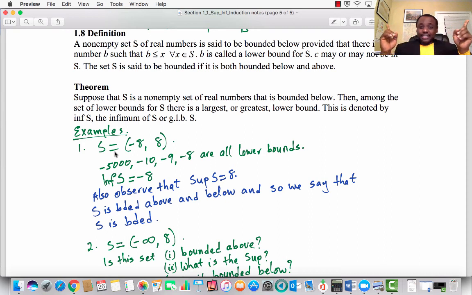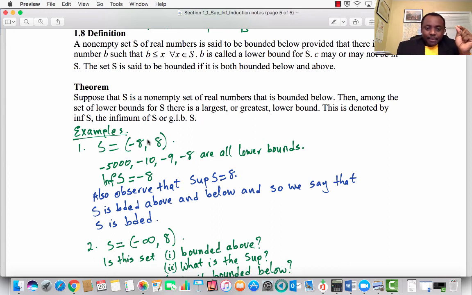Now, again, we're not just interested in any upper bound or any lower bound. We're interested in particular upper bounds known as the sup. So the sup for this set would be 8. What about lower bounds? Let's get to this theorem. Suppose that S is a non-empty set of real numbers that is bounded below, then among the set of lower bounds for S, there is a largest or greatest lower bound. And this is denoted by inf S or infimum of S or GLB, greatest lower bound of S.